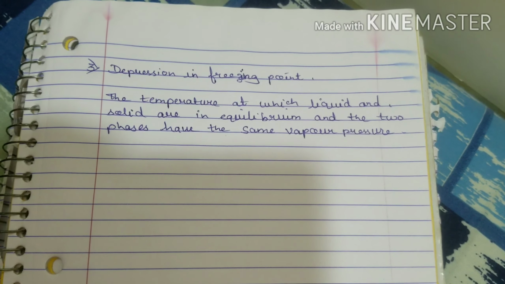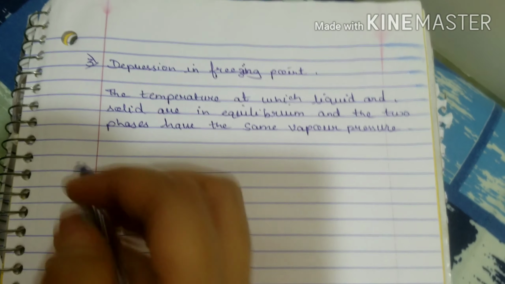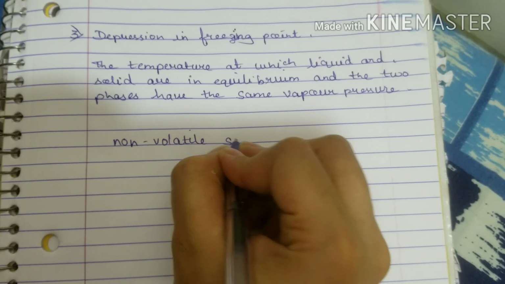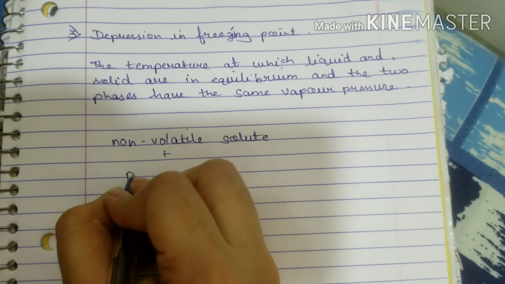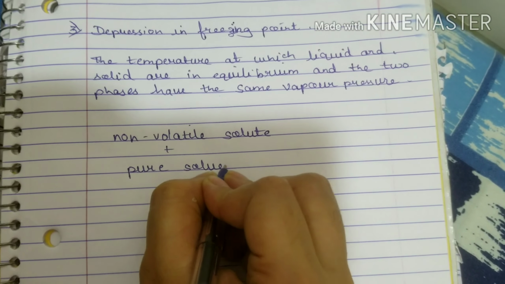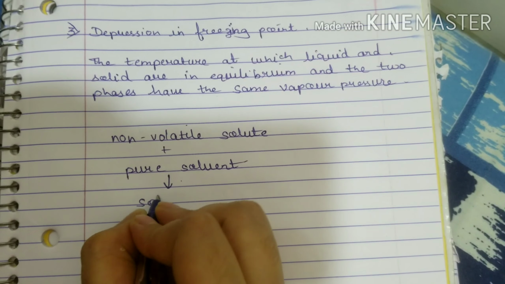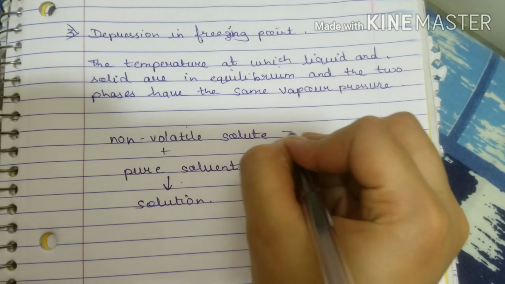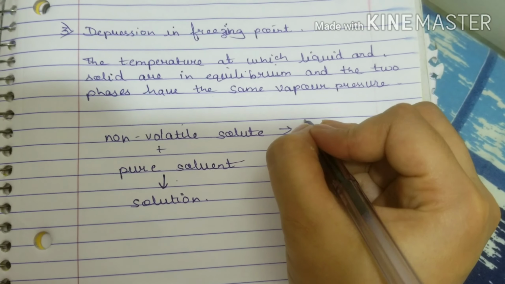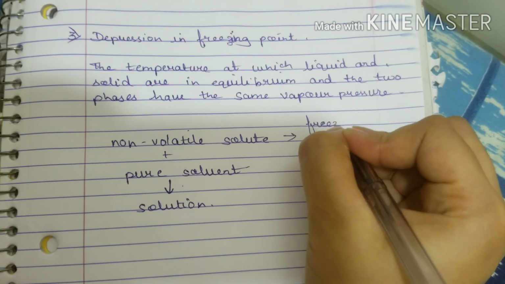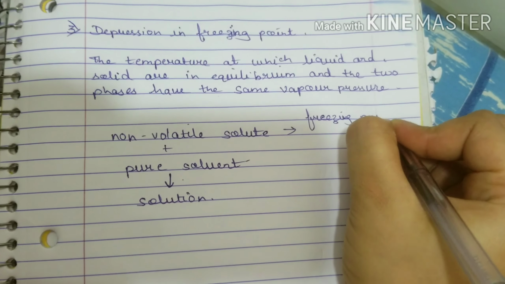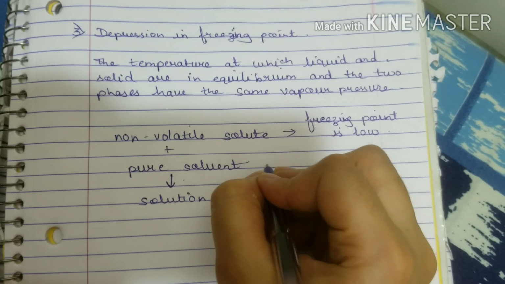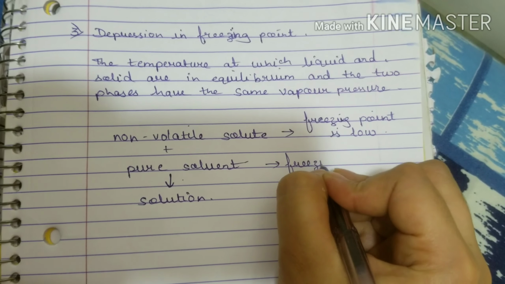So what are we going to add? We are going to add a non-volatile solute again. We add a non-volatile solute to a pure solvent, which is going to form our solution. Now this non-volatile solute has a low freezing point, whereas for pure solvent, the freezing point is extremely high.